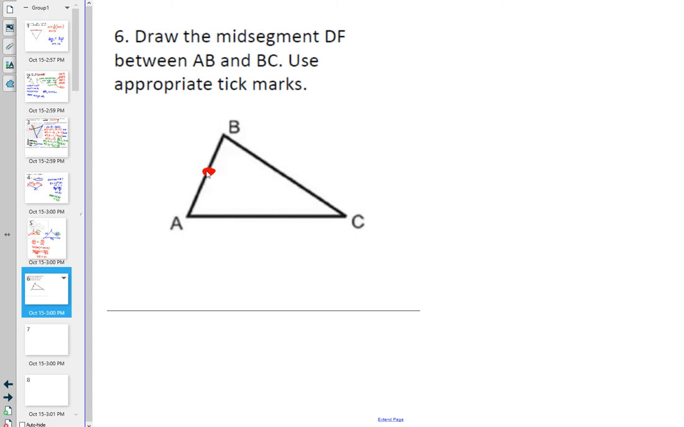They did say to call it DF, so let's call this D, and the way you would mark it is to say that those two are the same. Then you would have the midpoint of BC, which we'll call F. Now those two are also the same, but they're not necessarily the same as the segments on the other side, so I would use 2 slashes. That's all we were asked to do.